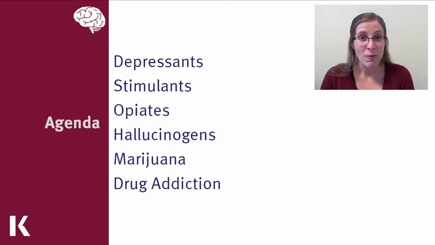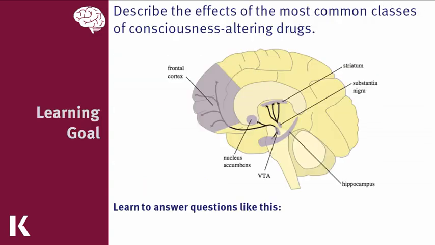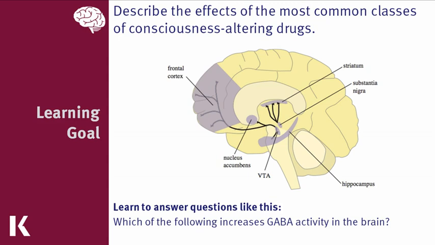We'll dive into the four main categories of consciousness-altering drugs, including depressants like alcohol, stimulants like cocaine, opiates like Vicodin, and hallucinogens like LSD. We'll also cover marijuana, though it gets its own category because it's a little bit strange. And finally, we'll wrap things up with drug addiction. Our goal for this session is to be able to describe the effects of common consciousness-altering drugs in order to answer questions on the MCAT dealing with topics such as GABA activity in the brain.